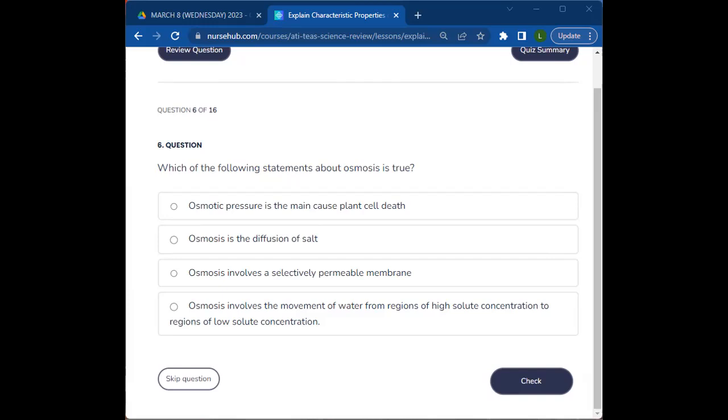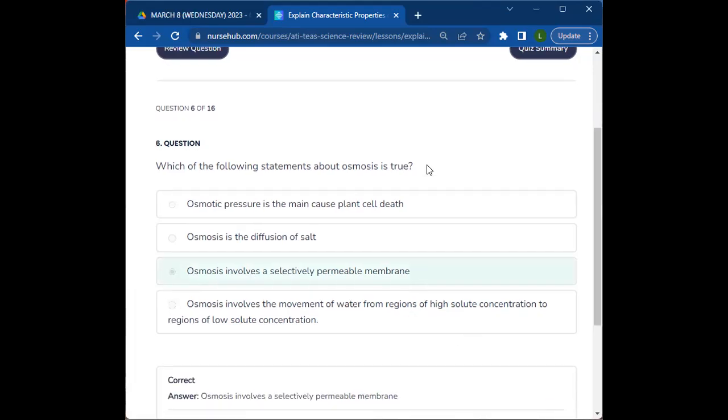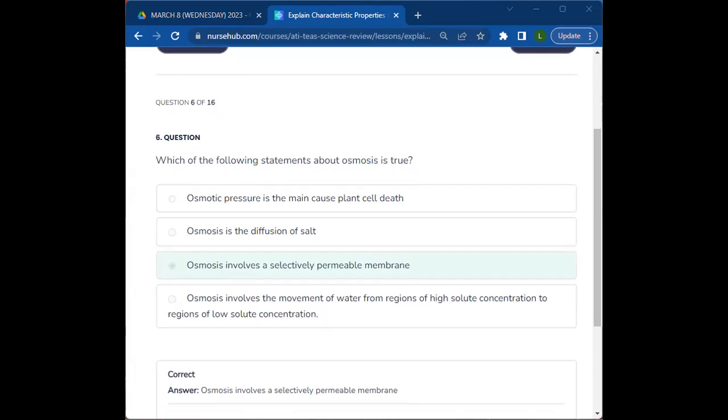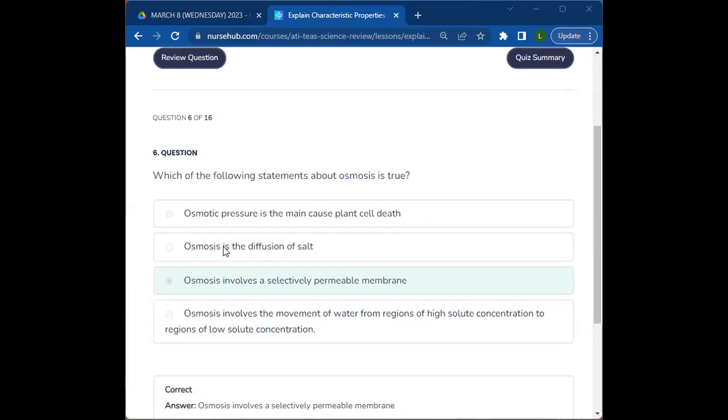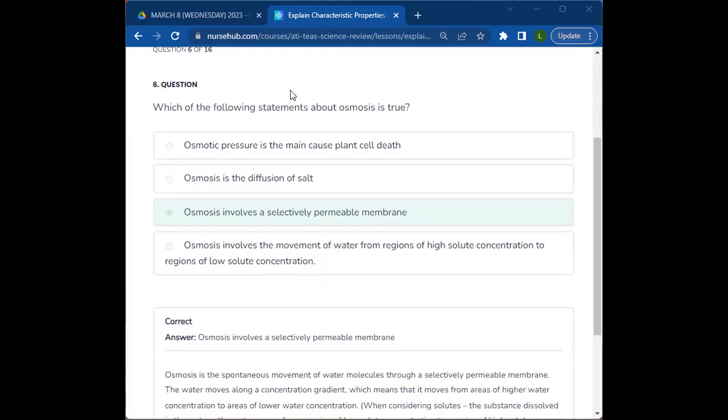So let's go ahead and review the correct answer for this question. Okay, so it says, which of the following statements about osmosis is true? The correct answer is C. Remember, you have to know all parts of the definition of osmosis. That osmosis is supposed to be the movement of, or the diffusion of water across a selectively permeable membrane. Has to be all parts of that definition, remember? If you picked answer choice D, you have it confused.